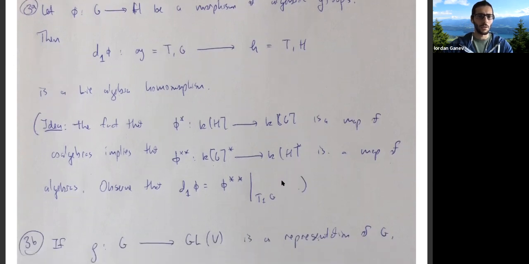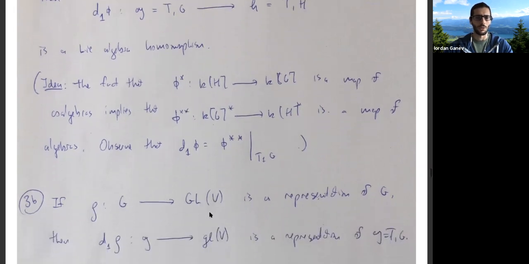Fact 3b is a special case of this. If we have a representation of G, then that's in particular a homomorphism of linear algebraic groups from G to GL(V) for some vector space V. And so its differential, as we just argued, will be a map of Lie algebras from the Lie algebra of G to the Lie algebra of GL(V). The Lie algebra of GL(V) is endomorphisms with the commutator. And what we get is a representation of the Lie algebra. So in other words, this gives us a procedure to produce representations of the Lie algebra from representations of the group.